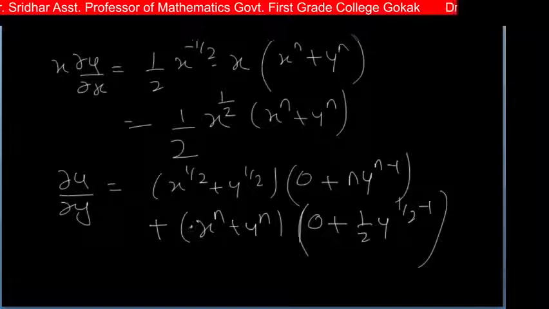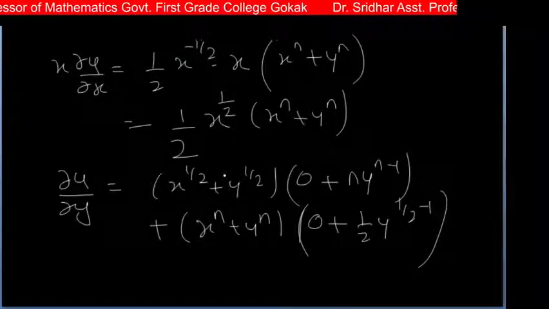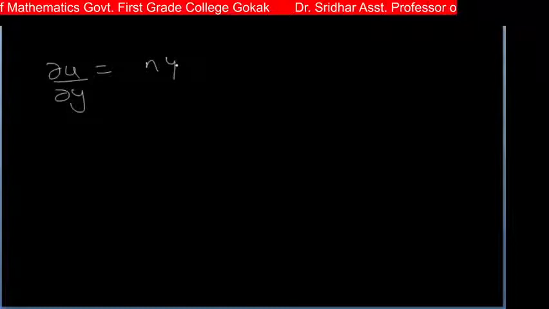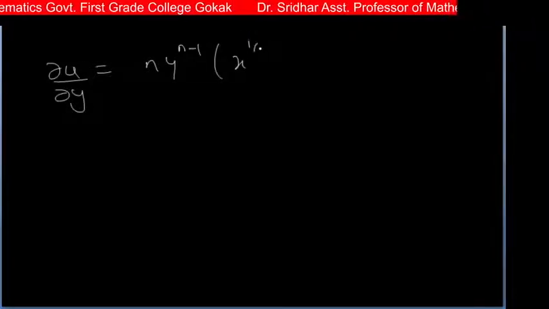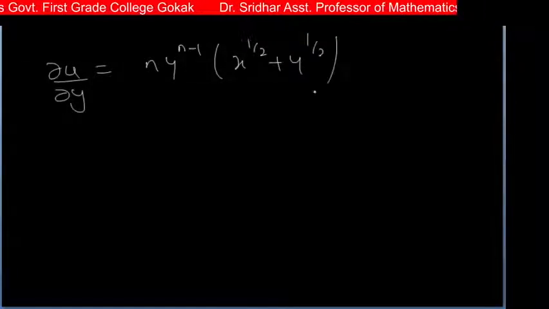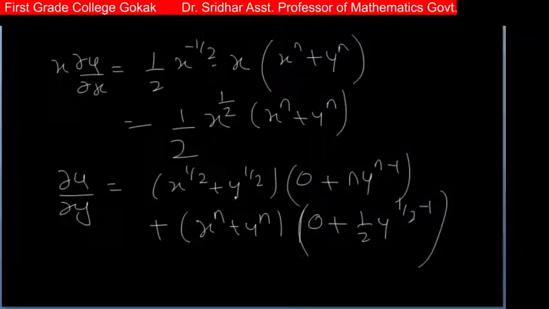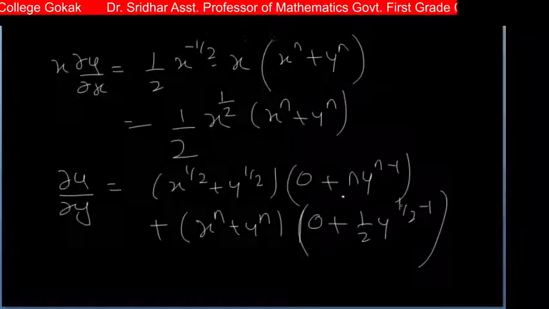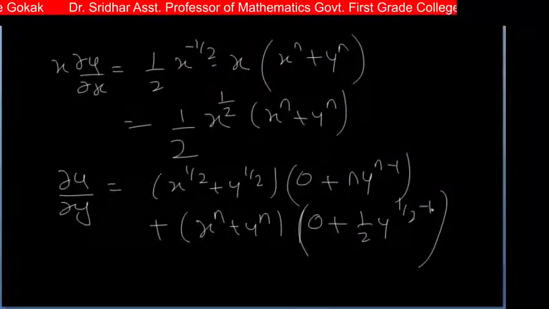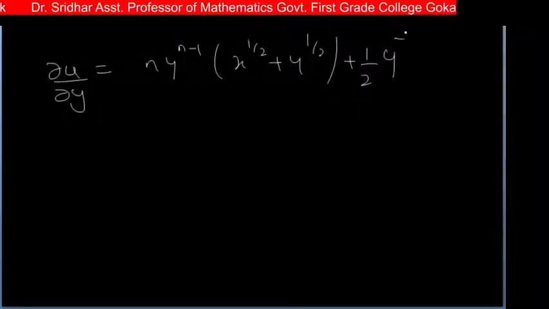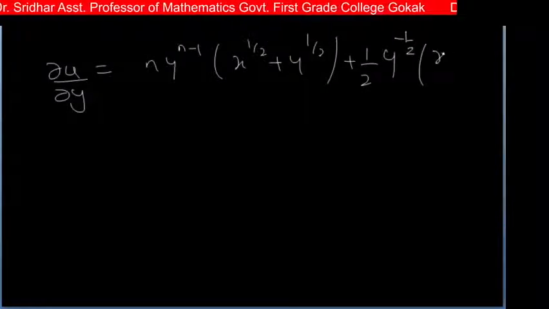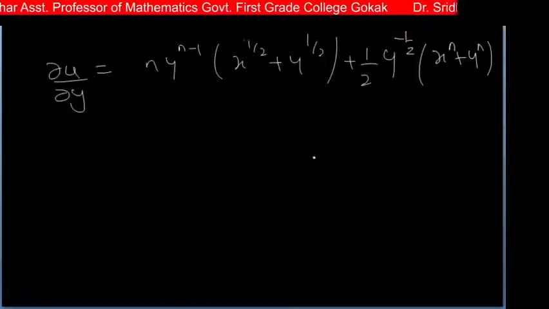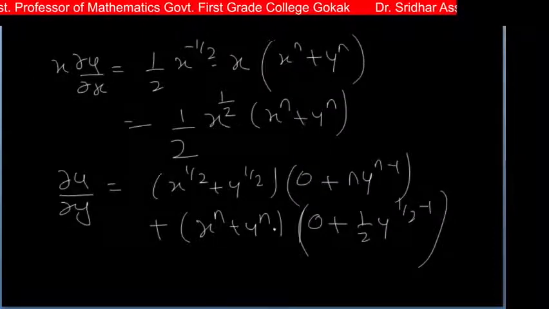so now simplifying this, we get ∂u/∂y is equal to n into y raised to n minus 1 into x raised to 1 by 2 plus y raised to 1 by 2, then plus 1 by 2 y raised to 1 by 2 minus 1, it is minus 1 by 2, right? So it is minus 1 by 2 into x raised to n plus y raised to n.